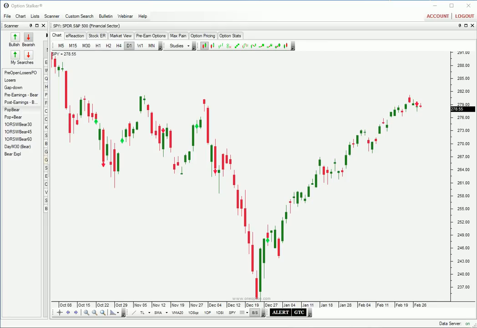Traders, I'm going to show you how easy it is to make money using Option Stalker. This is a full-featured platform, and I'm only showing you one tiny little aspect of it. Here you can see a chart of the SPY.